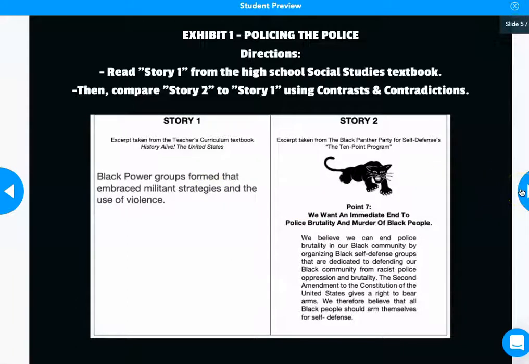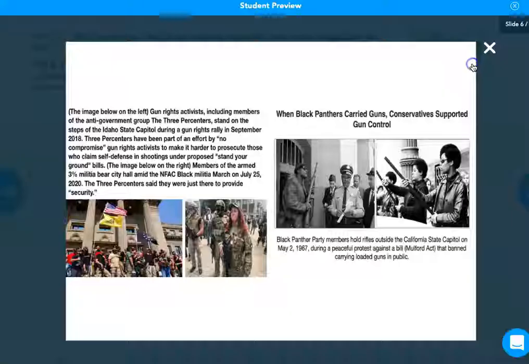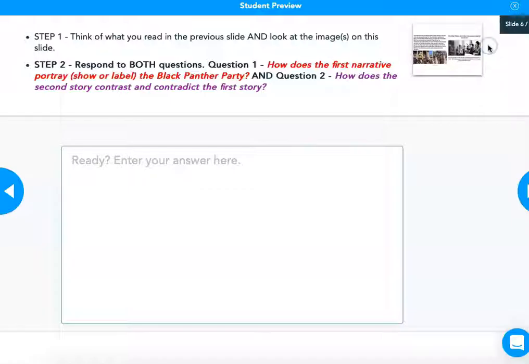You're going to keep that information, remember that information, and move on to the open-ended question, where you're going to examine some additional information in the image here, and then you're going to complete the 2 steps. So step 1 asks you to think of what you read in the previous slide, look at the image on this slide, and then respond to both questions. How does the first narrative portray the Black Panther Party? And question 2, how does the second story compare and contrast to the first?